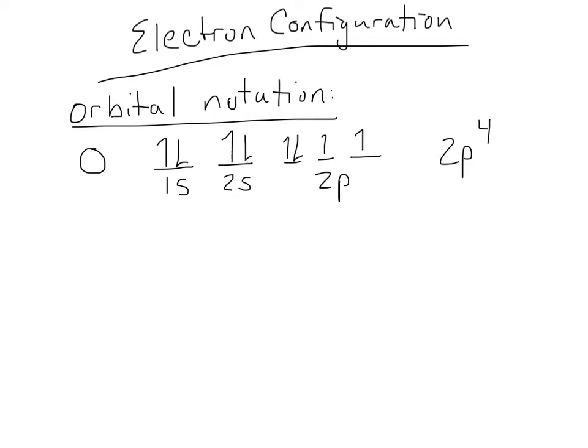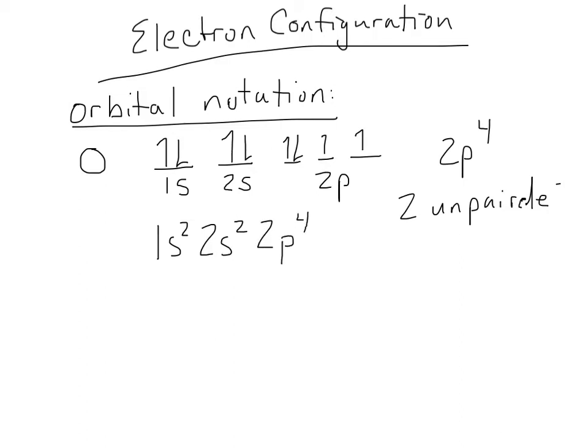Oxygen also has two unpaired electrons. I should put unpaired electrons. And they ask you that oftentimes. Now, how would we write the electron configuration for this? We would go 1s2, 2s2, 2p4. Okay?